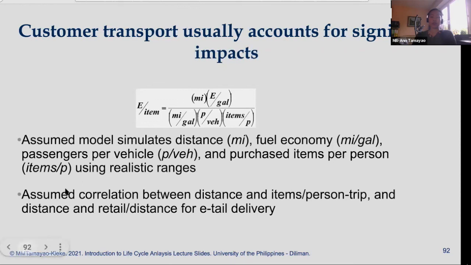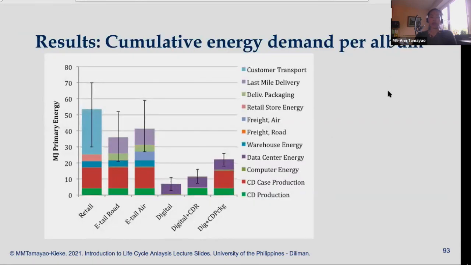The assumed correlations between distance and items per person per trip, and distance for retail delivery, were also included in the write-up. Now let's move on to the results.